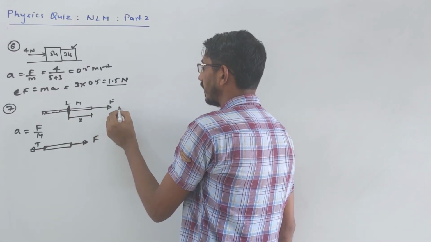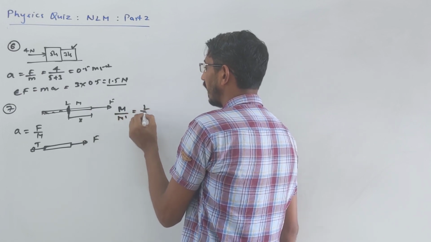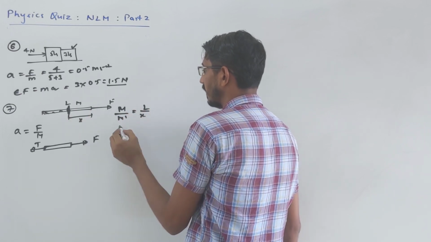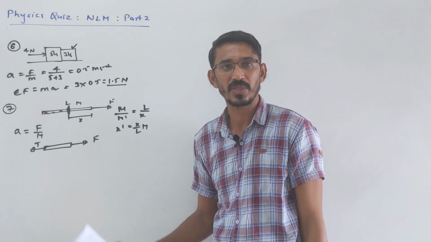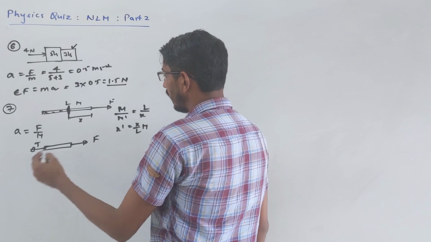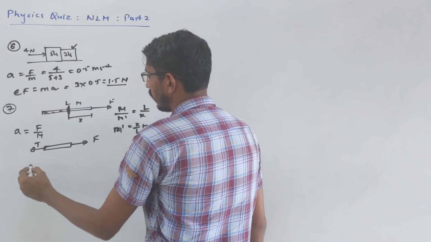So mass is proportional to length. Total mass M, mass of that part let's say M dash, total length L, and the length of that much piece is X. So M dash is simply X by L into M. These things I have done in classroom. Yes, this is the mass of that part, right?